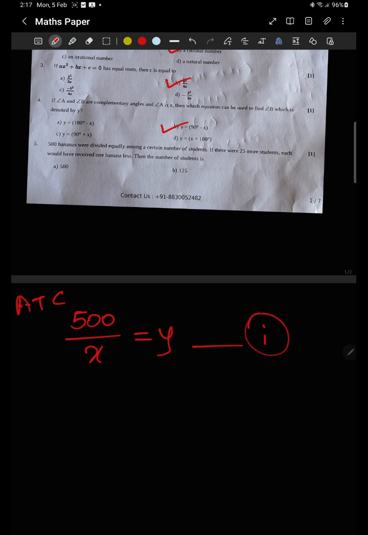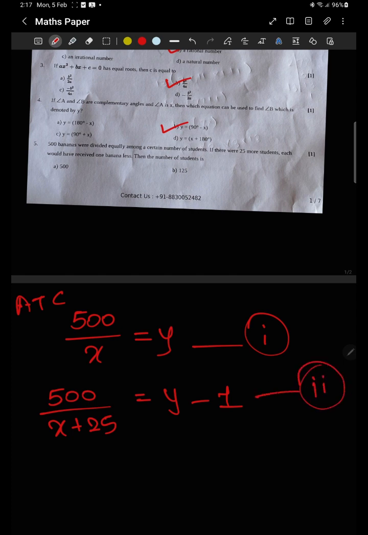The next is what? If there were 25 more students, each would have received one banana less. So I increase my students by 25, then everyone received one banana less. It means y minus 1 is my second equation. If you check, in equation 1 I received the value of y. So I am going to substitute the value of y in equation 2.